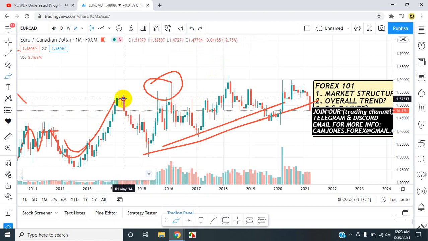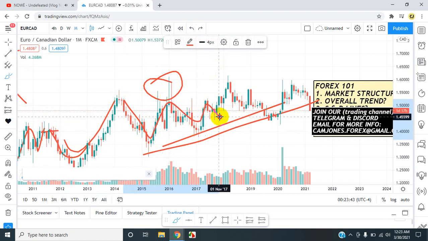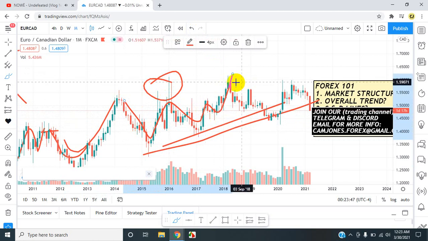Let me try to draw it out again. So first leg, second leg, third leg, fourth leg, retest, and after the retest, what does the market do? Shoot up. Exactly what it did. And from there, if the market can break new areas of higher highs, it goes up, but it didn't. The market lost momentum, so it went down.